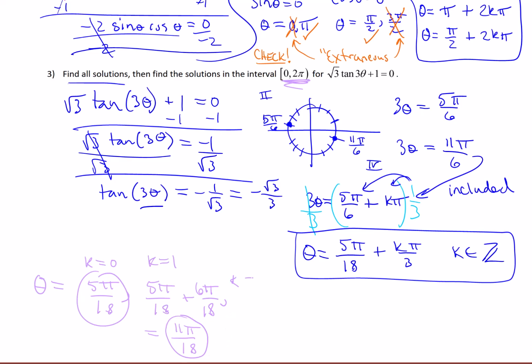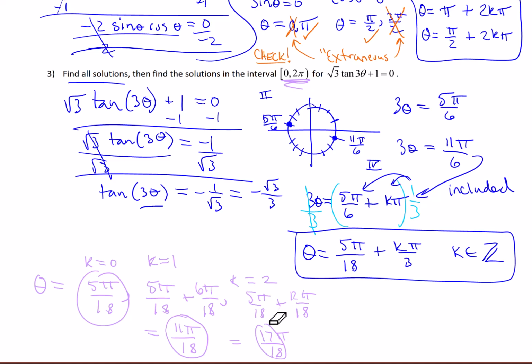Let's keep going. What about if k is 2? Well, that would be 5 pi over 18 plus 2 pi over 3. But again, if we use a common denominator here, I could multiply top and bottom of this 2/3 fraction by 6 to get an 18 denominator. That would give us 12 pi over 18. 5 pi over 18 plus 12 pi over 18 would be 17 pi over 18. But 17/18 is even less than 1, so we have plenty of room here. That so far is also within one circle.